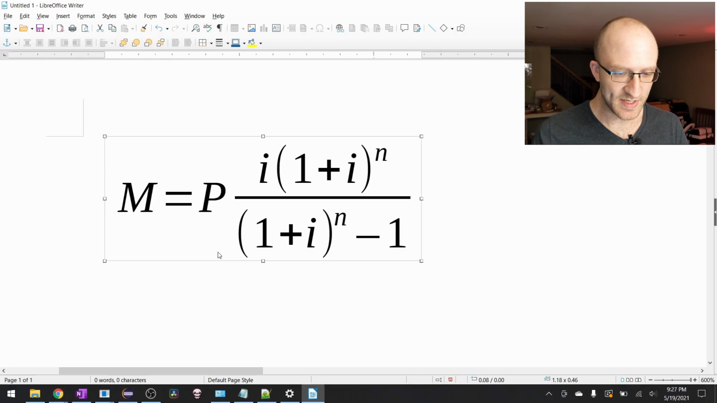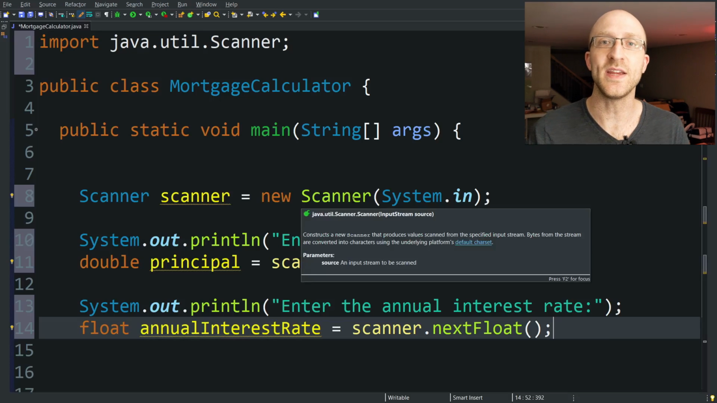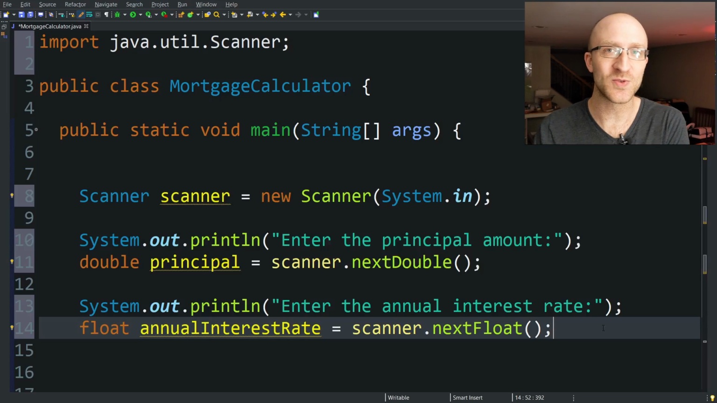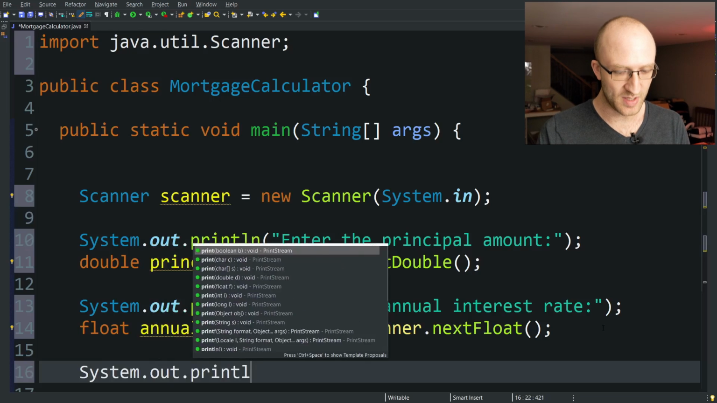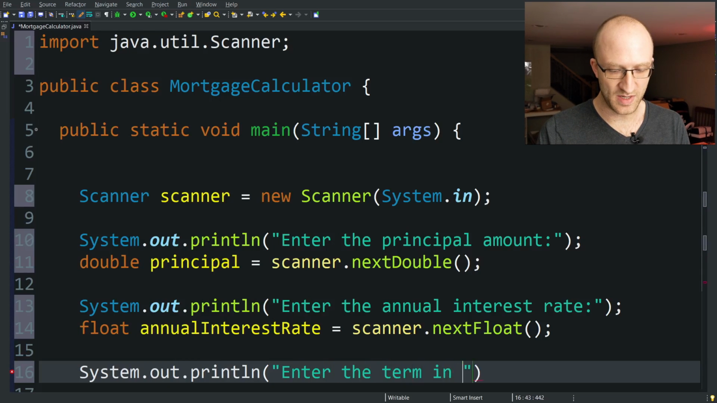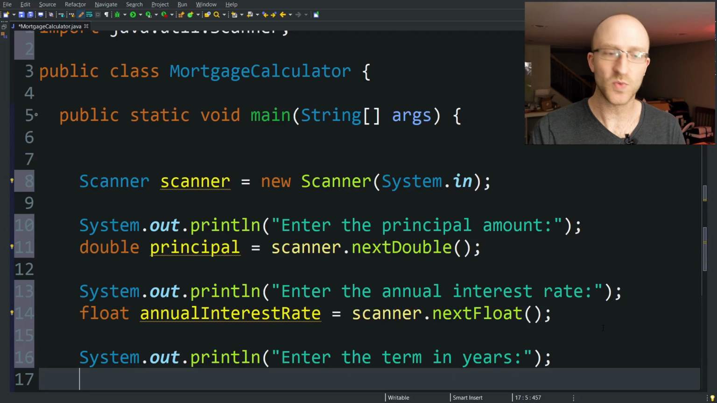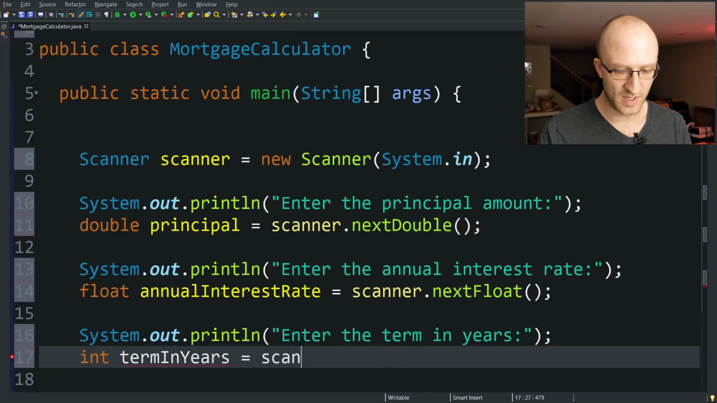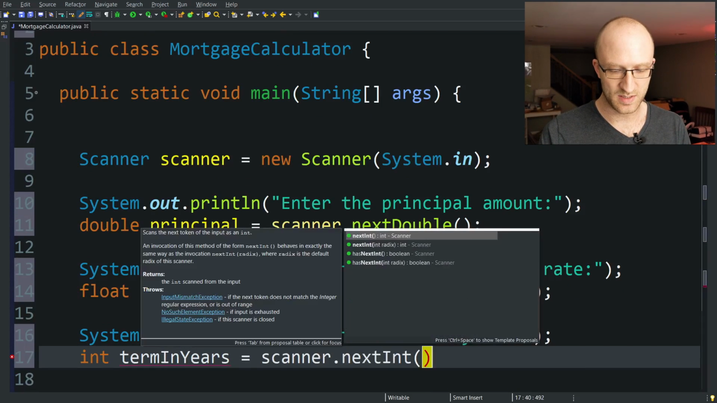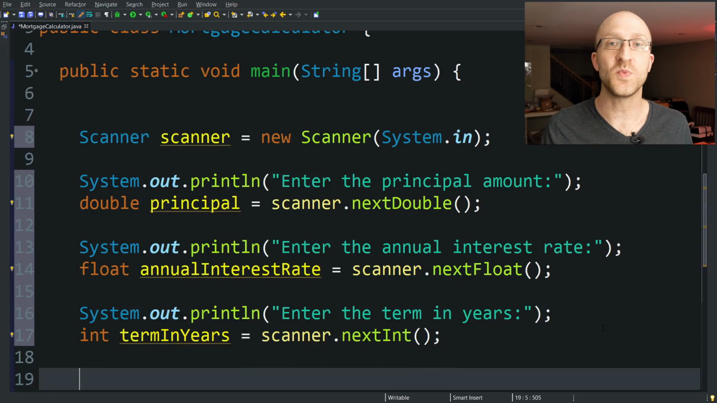Now we have one more thing we need to get from the user, and that is the term of the loan. We're going to get it from the user in years, just because that's the normal way loans are given out. It's given out as 10, 15, 30-year terms. So we'll again prompt the user with a System.out.println, enter the term in years, and that'll be a whole number, so we can just use int for that. termInYears = scanner.nextInt(). All right. Now we have all the information we need from the user.